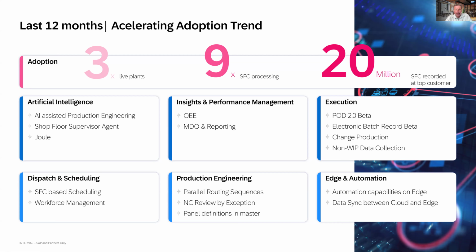And then, as well, as you can see, we improve as well the dispatching, and something important is the edge and automation. At the bottom, on the right side, sorry. And so here, edge and automation.